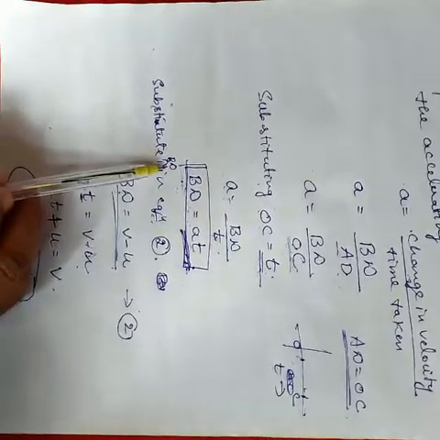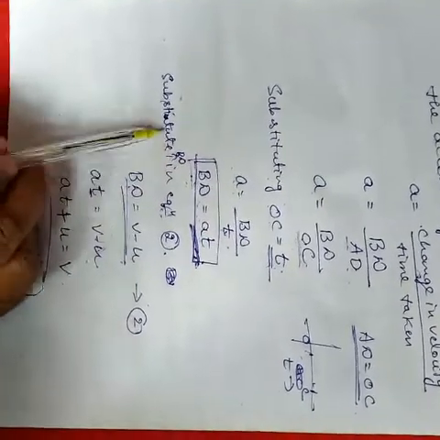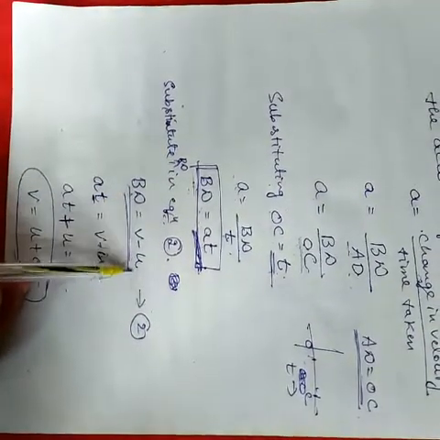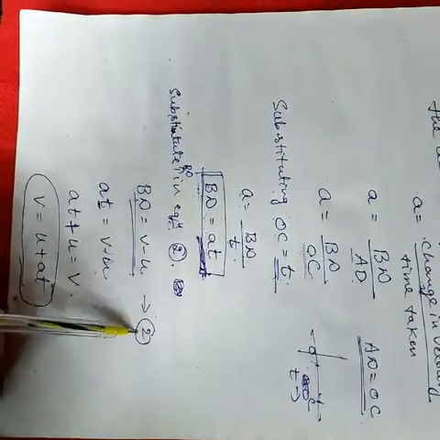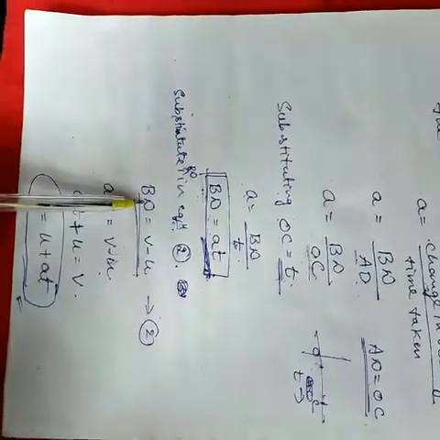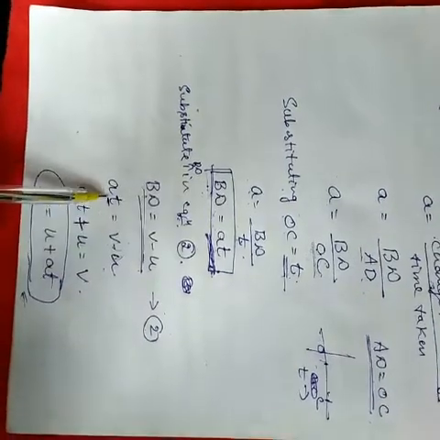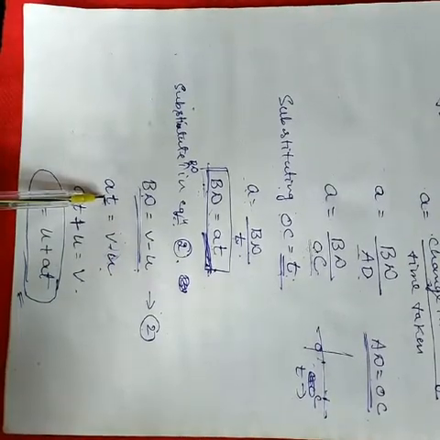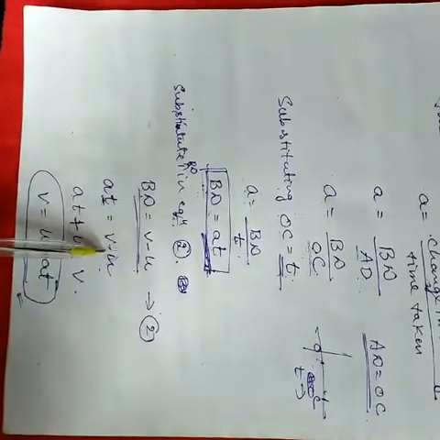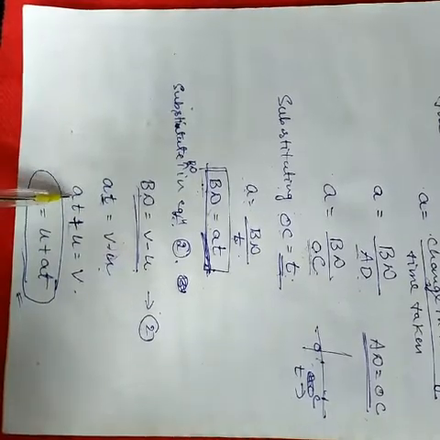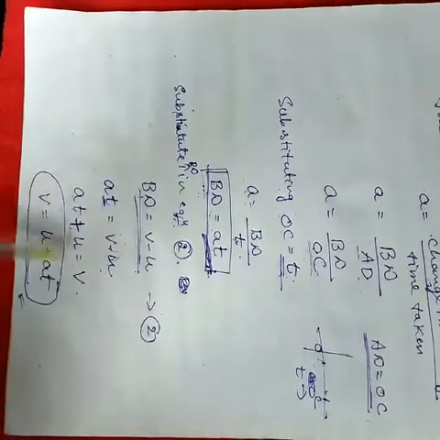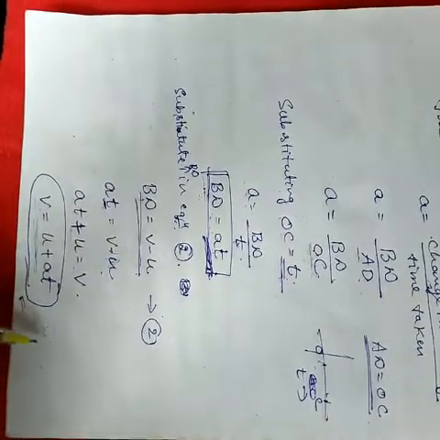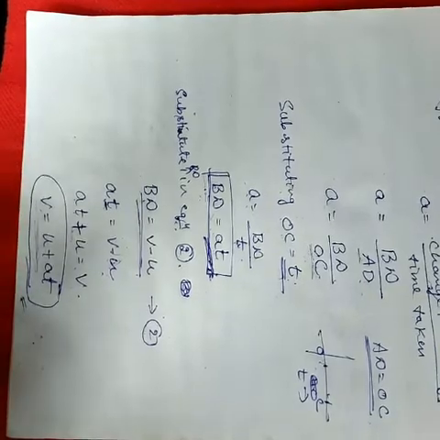Substituting in equation number 2: BD is equal to V minus U. This is equation number 2. Then we substitute BD is equal to aT. aT is equal to V minus U. By transferring that U to this side, it becomes plus. aT plus U is equal to V. Then we write, this is the derivation of the first equation of motion, which is most important.